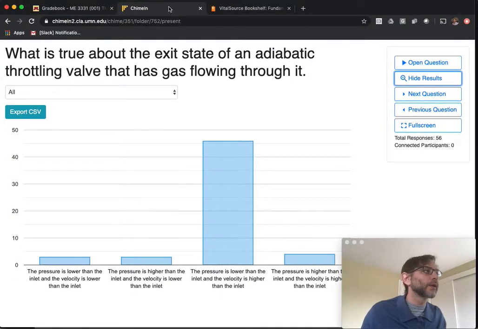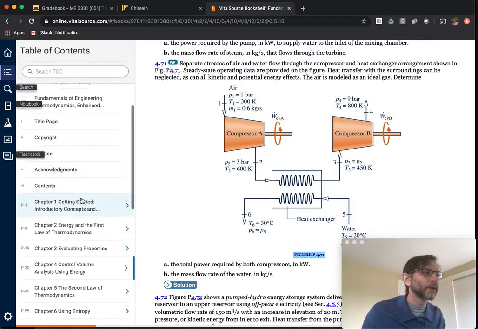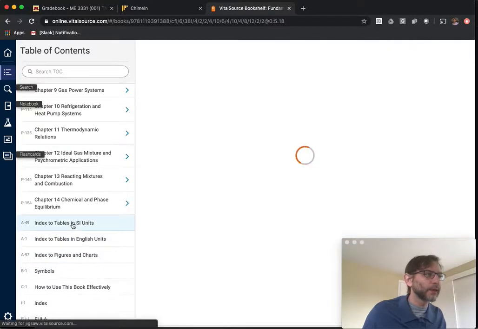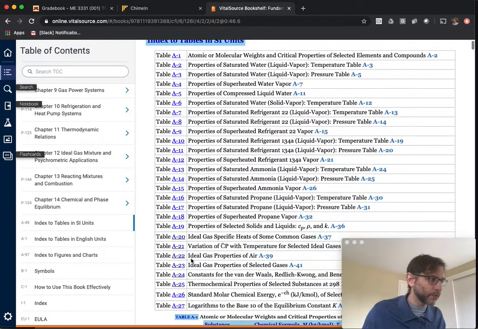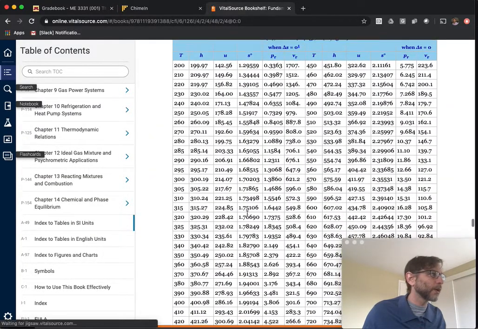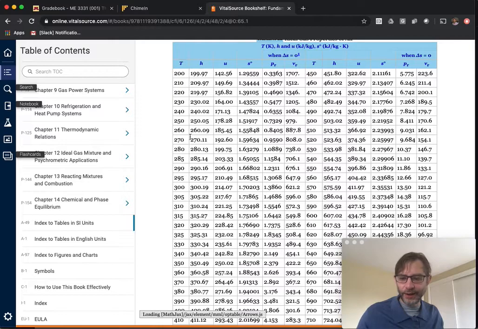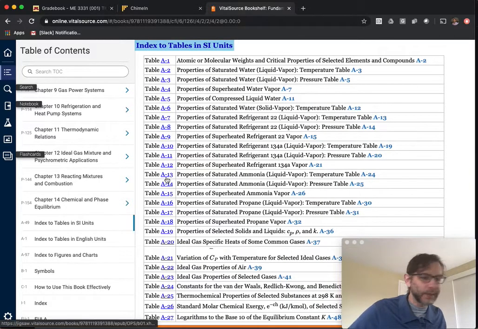So let's see here, if I can go to the book, and I could go here to the tables in SI units, since we're in SI units, thank goodness. We can go to A22, which is the ideal gas properties of air, because we're dealing with air here. Notice that you have temperature and enthalpy right next to each other. Very convenient, okay? All good.